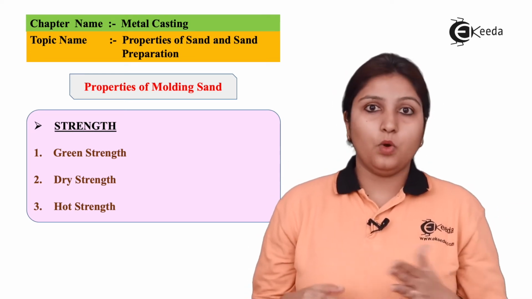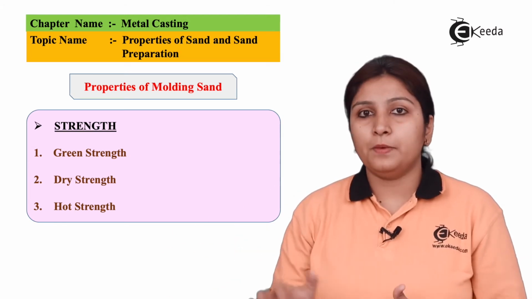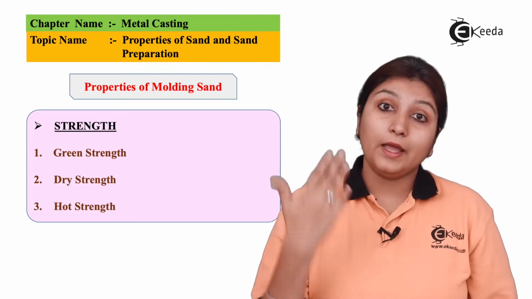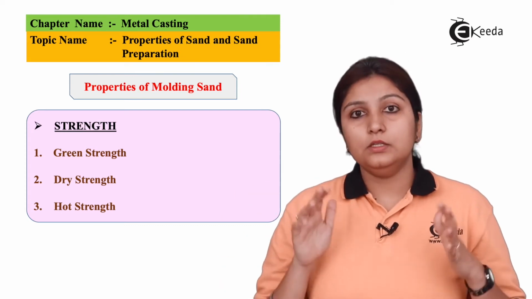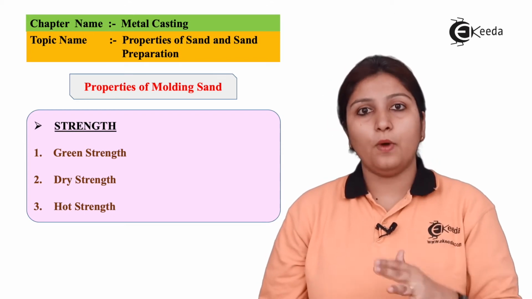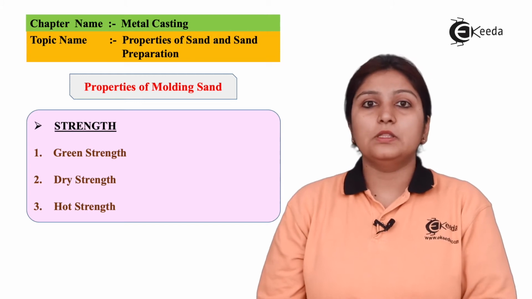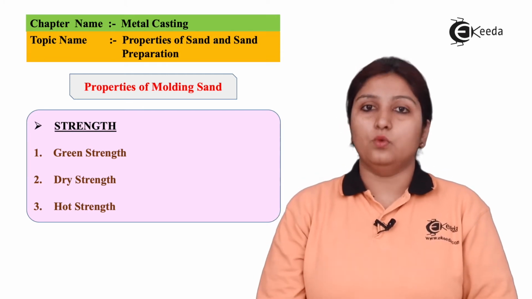In dry strength, what we see is your sand should not get eroded. Your erosion property comes in that. So high strength and less erosion is the basic property. Green strength provides high strength and dry strength provides erosion-less strength. So erosion should not be there in your sand as the molten metal flows.